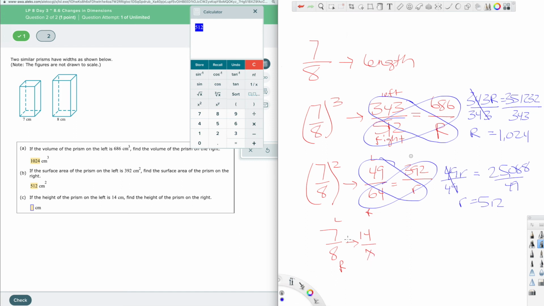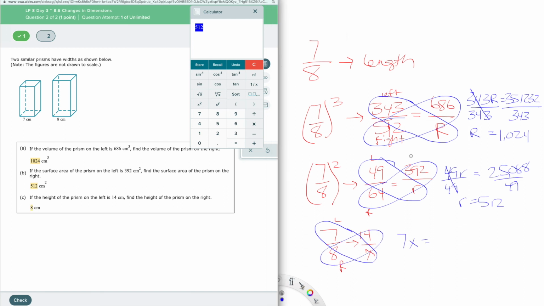So we have 7 times X. And with this one, because it's a little easier to see exactly what's going on here, say, well, what do I need to do to 7 to get to 14? I have to multiply by 2. So I'd have to do the same thing to 8. So I know X is going to be 16, but I can go through and say that's 7X equals 8 times 14.